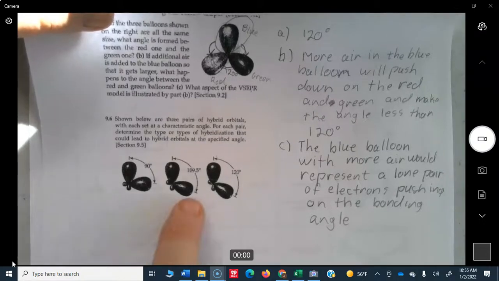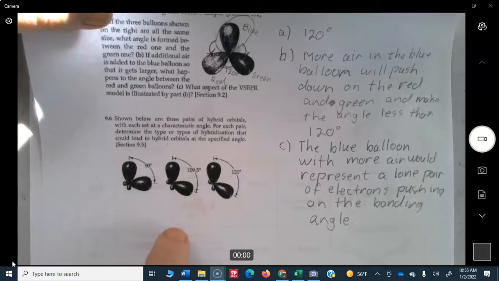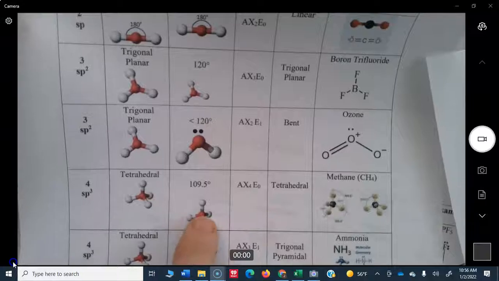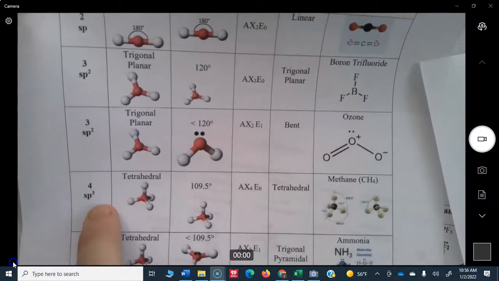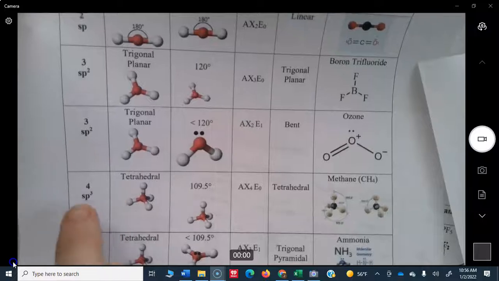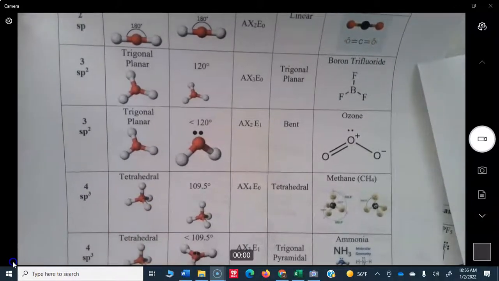For each pair, determine the type or types of hybridization that could lead to hybrid orbitals at the specified angles. Okay, so here we got 109.5, so maybe you have that one memorized by now. There it is. It's 109.5. That's a tetrahedral geometry, and that's sp3. You have an s and the px, py, pz all joining into the hybrid, and that would form a 109 degree angle for that one.